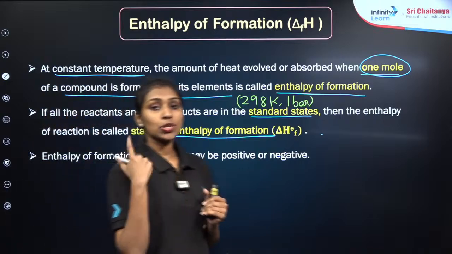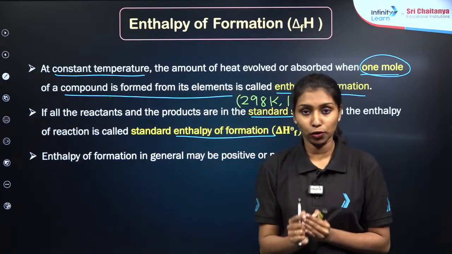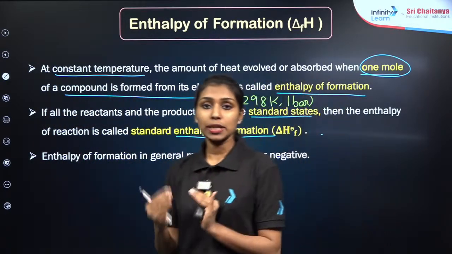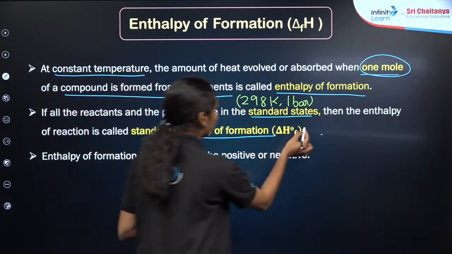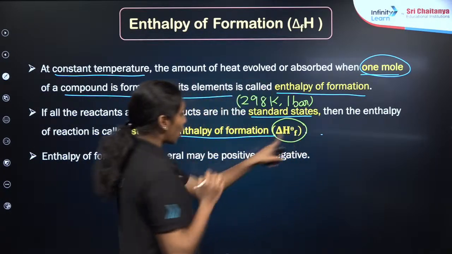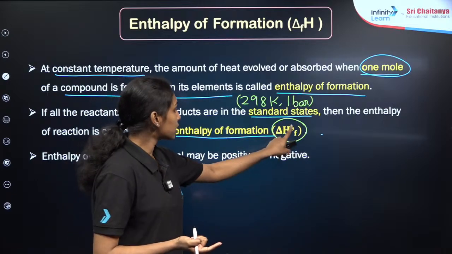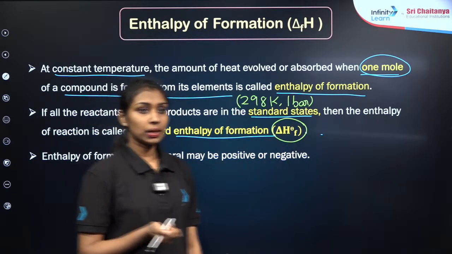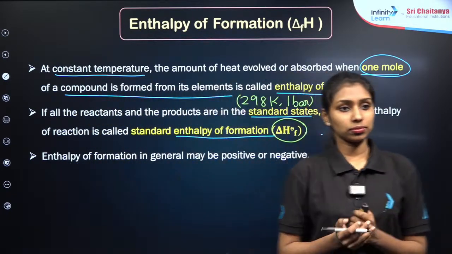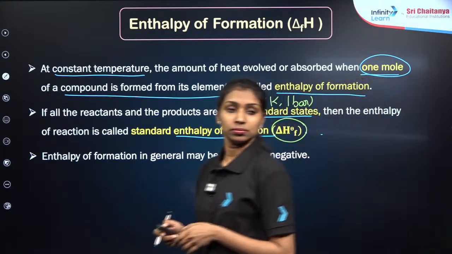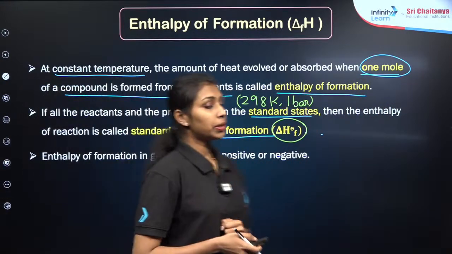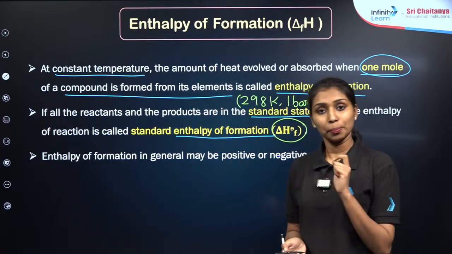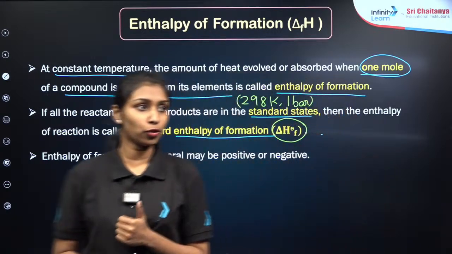So we can define the standard enthalpy of formation as the enthalpy of formation of a reaction in terms of standard states. Clear? And it is denoted by delta H naught F. F stands for formation. This naught stands for standard state. Clear? So depending upon the reaction, we may have positive or negative standard enthalpy of formation.